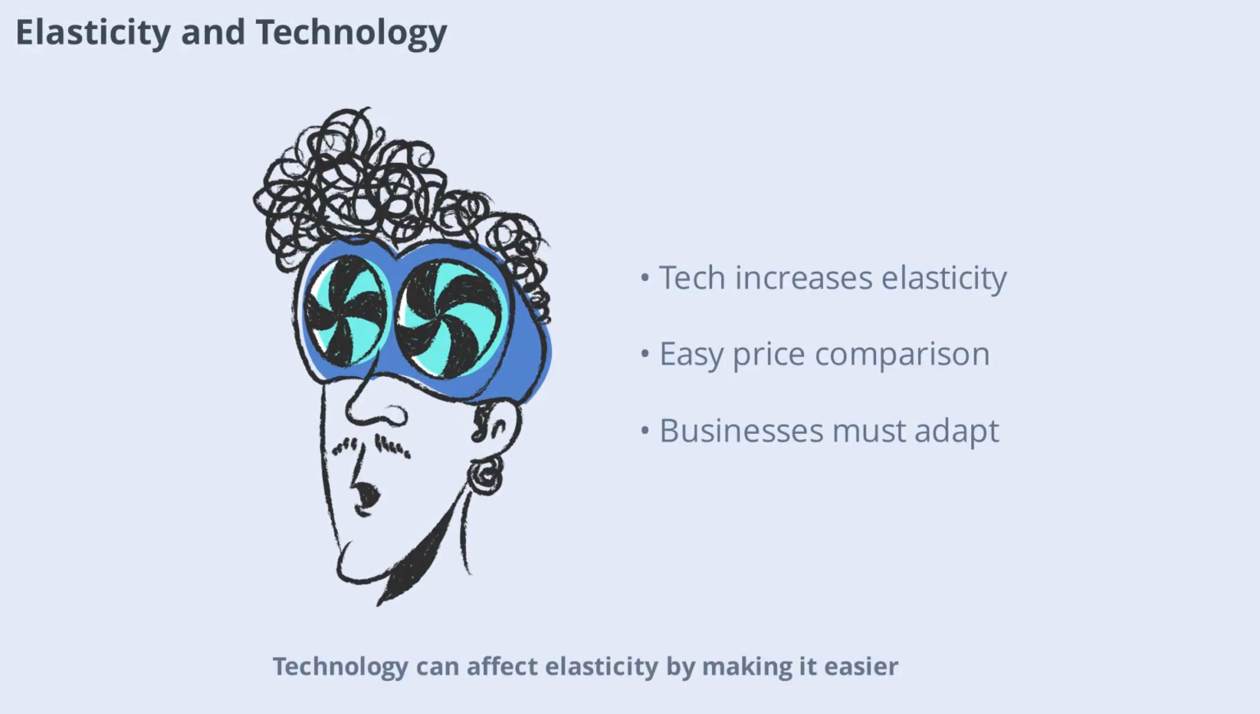Technology can affect elasticity by making it easier for consumers to compare prices and find substitutes. Online shopping platforms, for example, increase competition and make demand more elastic. Businesses must adapt to this new reality by offering better prices or unique features.